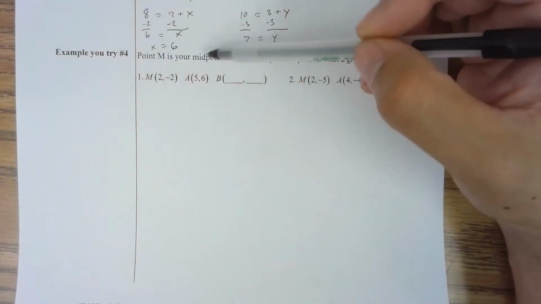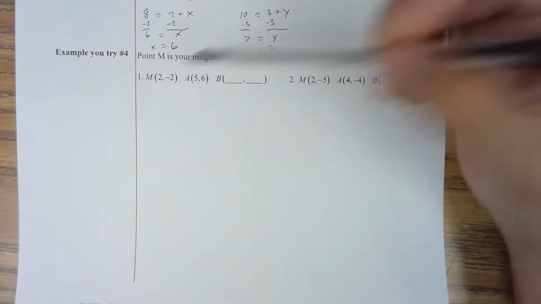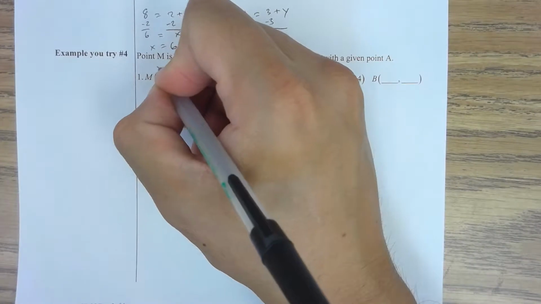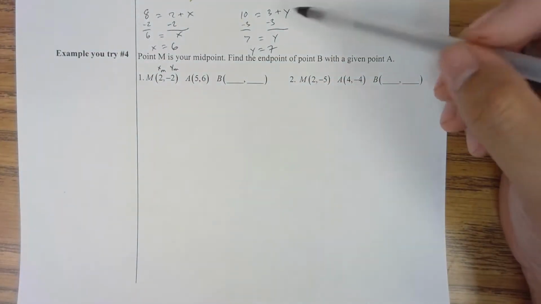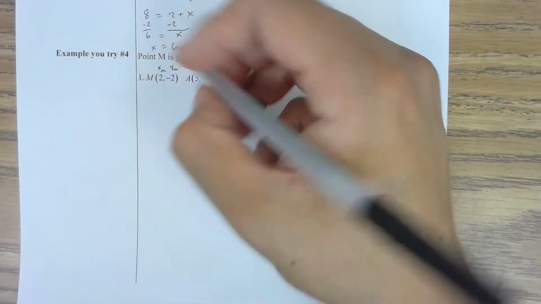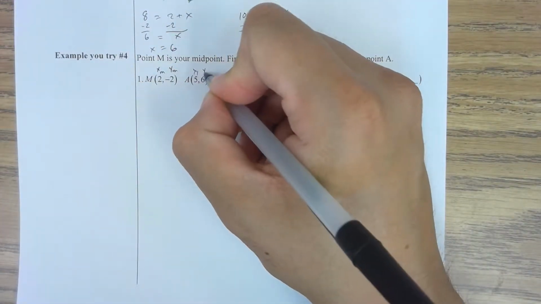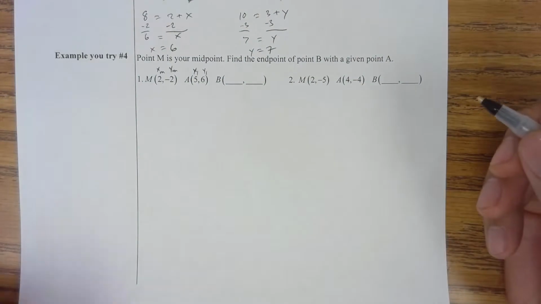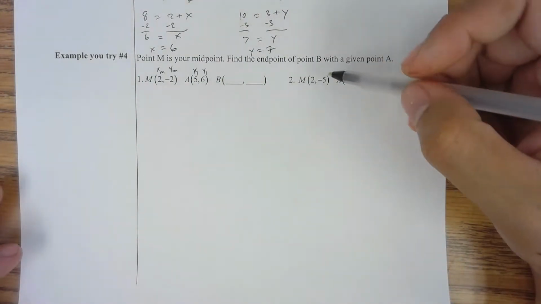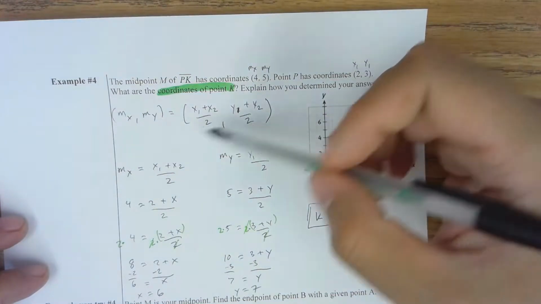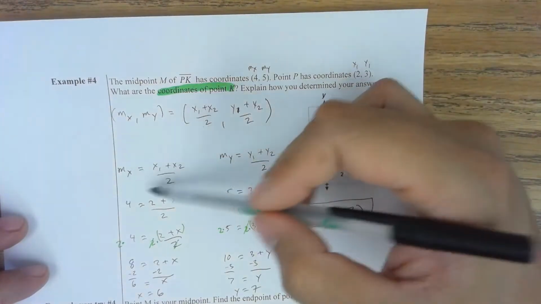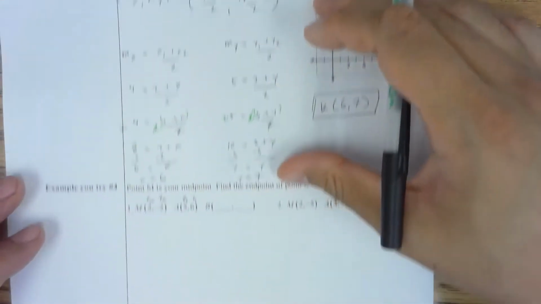So point M is the midpoint, so that's a keyword, that's the midpoint. Let's label that XM, YM, that's the midpoint. They're given point A, that's the first point, let's call that X1, Y1. And just find the other endpoint. So here we have this midpoint, but since we're going to break into two equations, let's copy these two formulas.